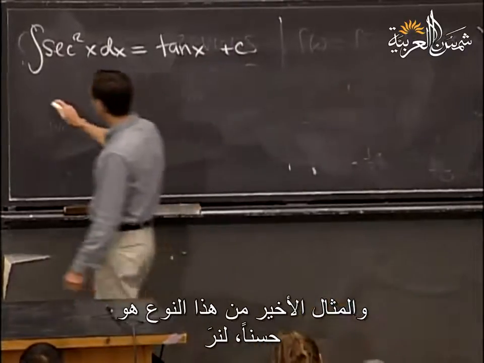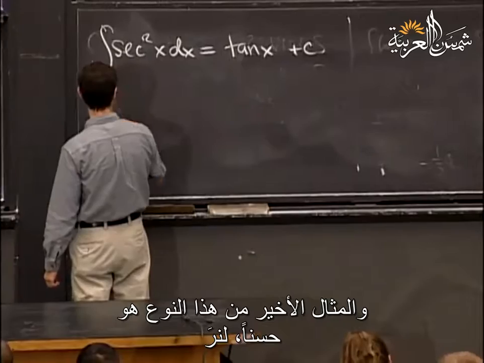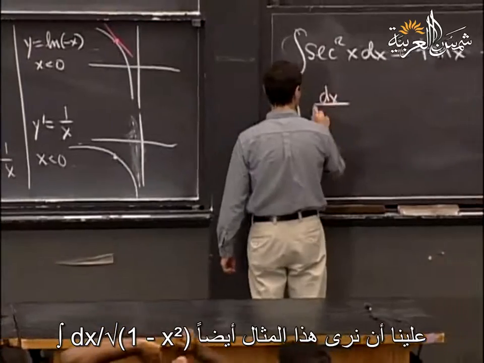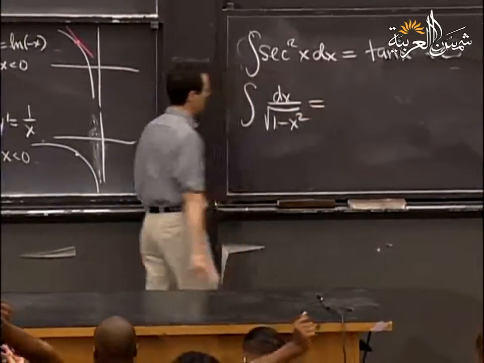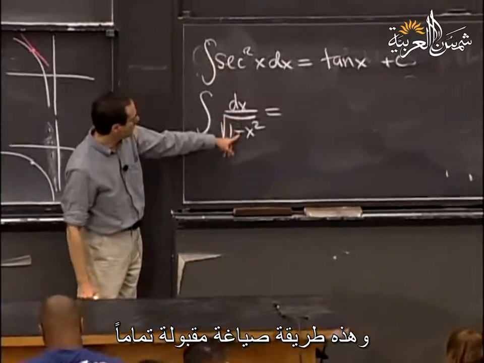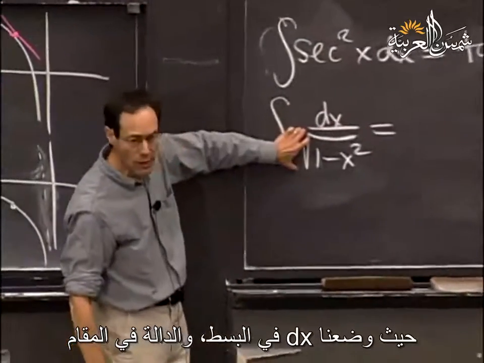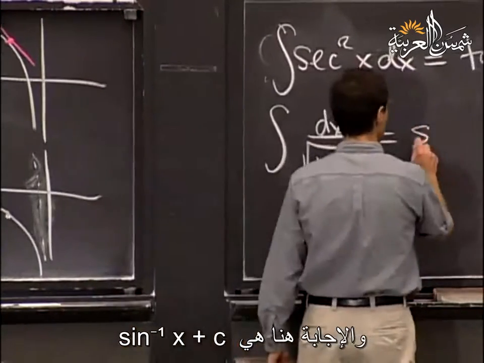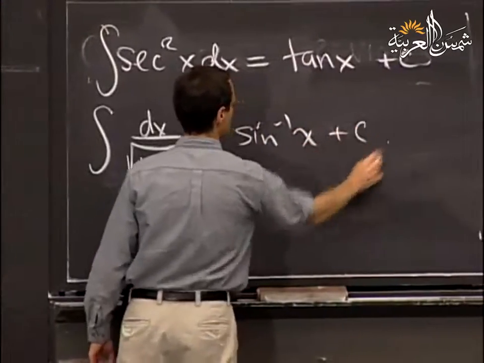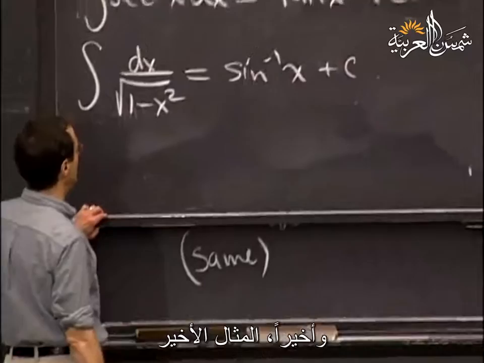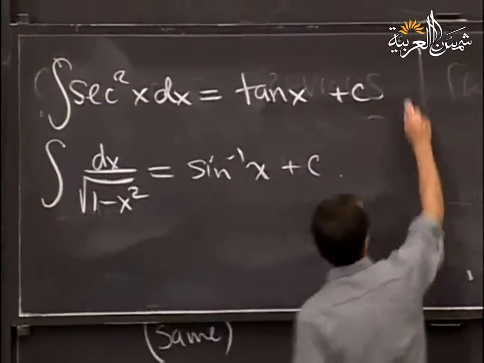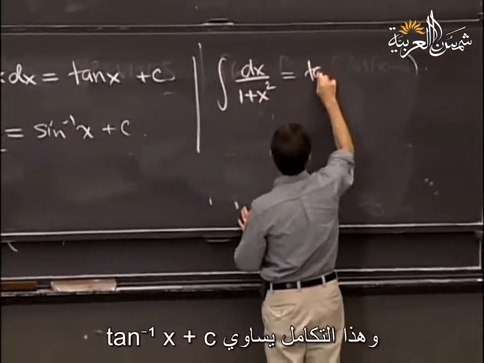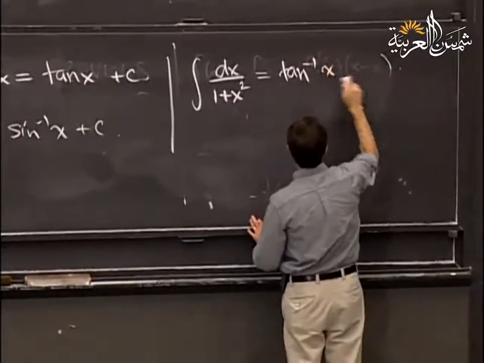And then the last ones, a couple of this type, would be, let's see, I should do at least this one here, the integral of dx over the square root of 1 minus x squared. This is another notation, by the way, which is perfectly acceptable. Notice I've put the dx in the numerator and the function in the denominator here. So this one turns out to be sine inverse x. And finally, let's see, how about the integral of dx over 1 plus x squared. That one is tan inverse x plus c.